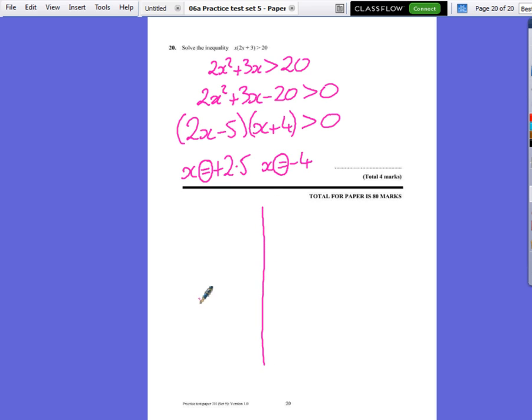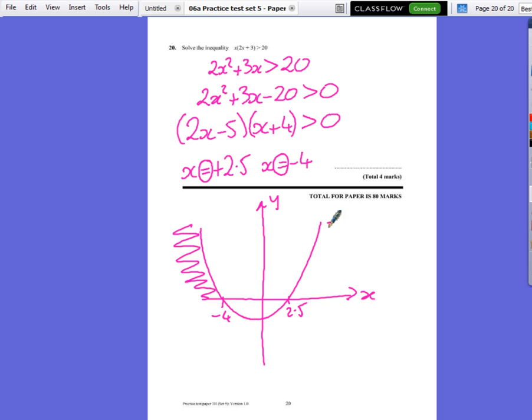So, if we sketch the graph, this is a positive quadratic curve, and it tells us that it crosses the x-axis at minus 4 and 2.5. So, minus 4 and 2.5. That's the whole point of solving a quadratic equation. Now it says that this expression needs to be greater than 0. So we're after all of these solutions here where the graph is greater than 0.